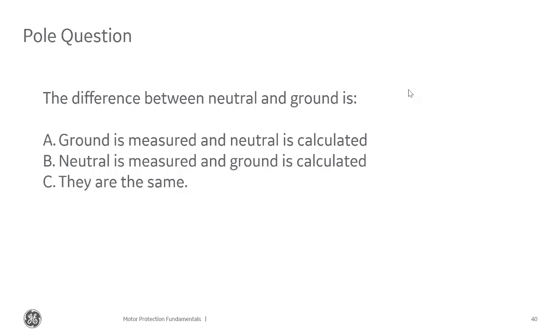So you can wire that input with a residual connection. We'll talk about what that looks like here in a few minutes. Or you can wire a zero sequence CT to that ground input. Either way, it is an input on the relay, and that's what ground is. So if you set a ground overcurrent on a Multilin relay, it is expecting something to be wired on that ground input. If you set a neutral overcurrent, it is going to operate from the neutral, the calculated neutral current.